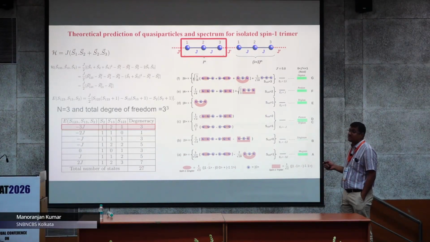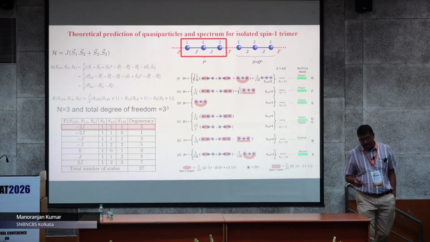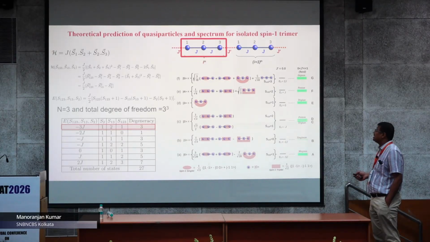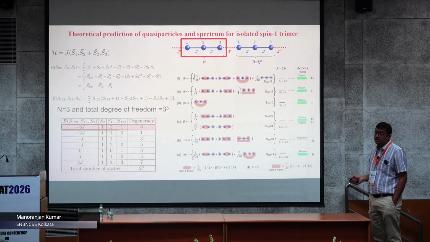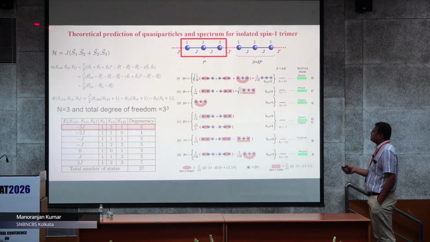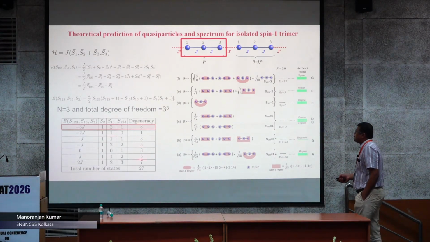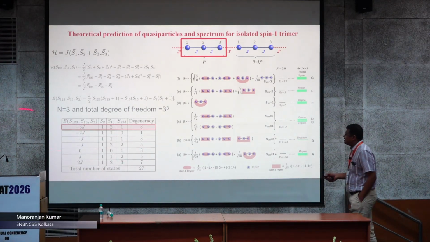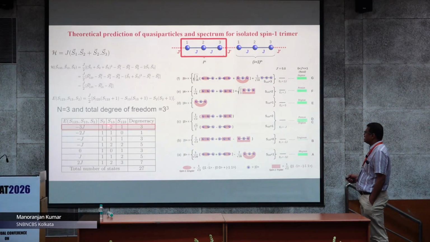We take the three spins, like three spin 1, and how many degrees of freedom do you have? 3 to the power 3, 27, right? And in fact, you can write a very simple transformation of this Hamiltonian, and the energy can be written in terms of the total spin, which is S, the total spin of the system, and in terms of S13 and spin 2. And here is the table for all the possible energies you can have.